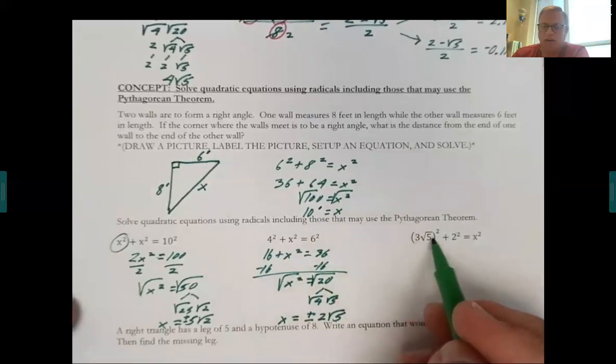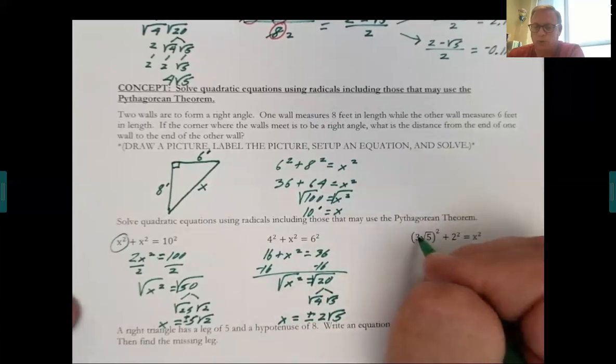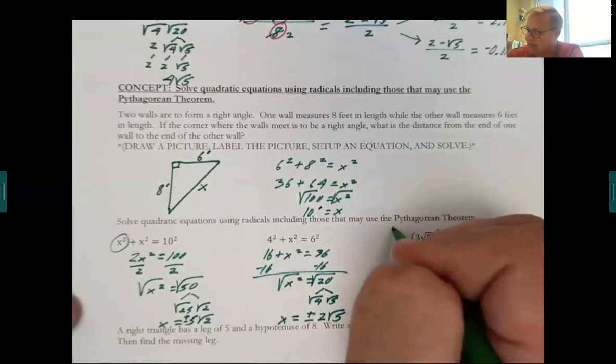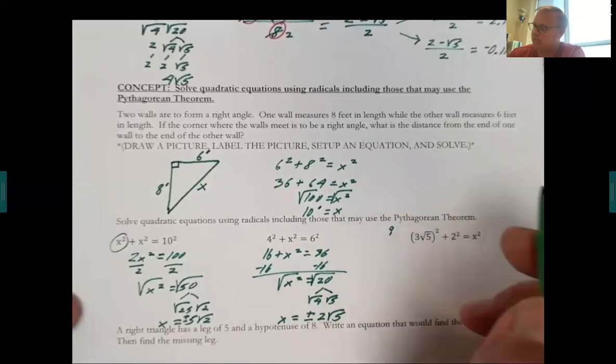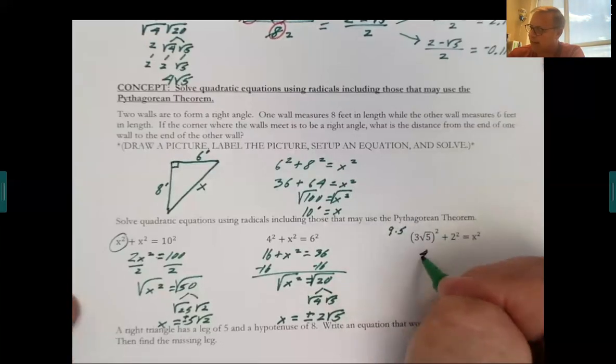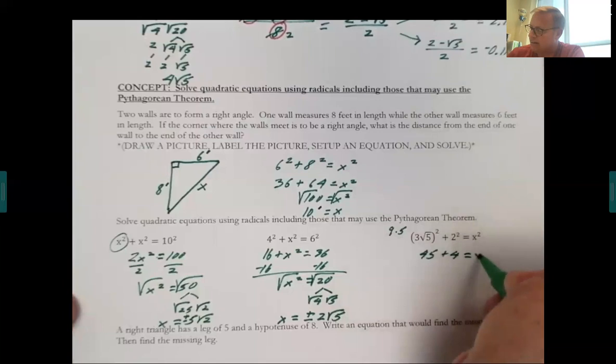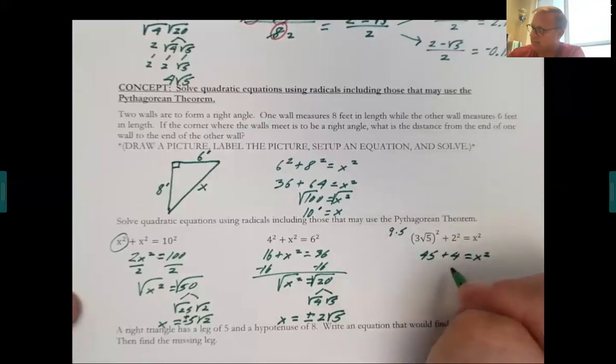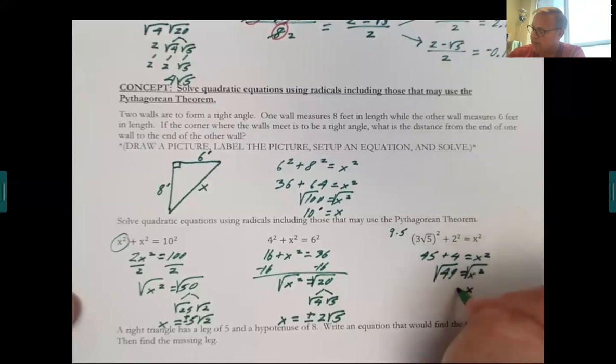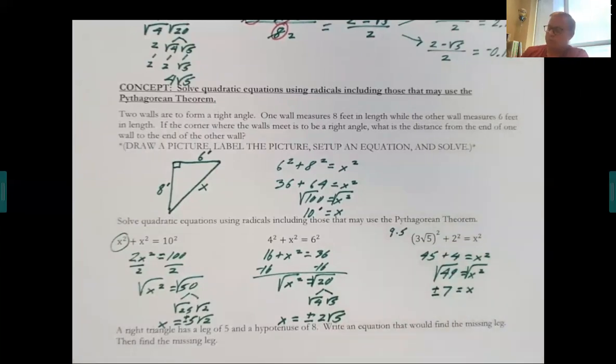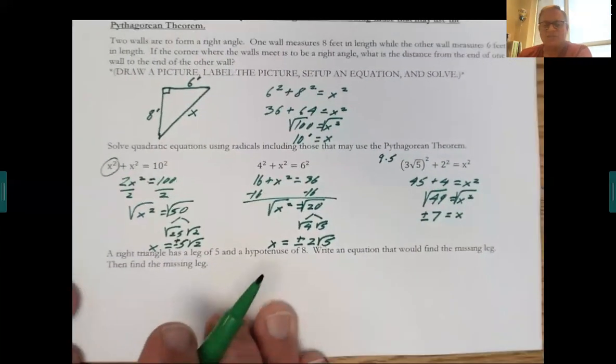We've got 3 square root of 5 squared. Remember, this is 3 squared, which is 9. Put that off to the side. The square root of 5 times the square root of 5 is 5. That's 45 plus 4 equals x squared. Oh, look at that. There's your 49. And taking the square root gives you x equals plus or minus just 7, because we know the square root of 49 is 7. It's a perfect square.